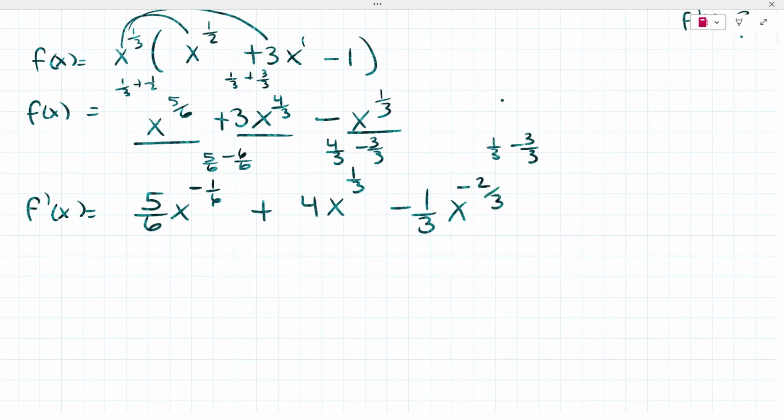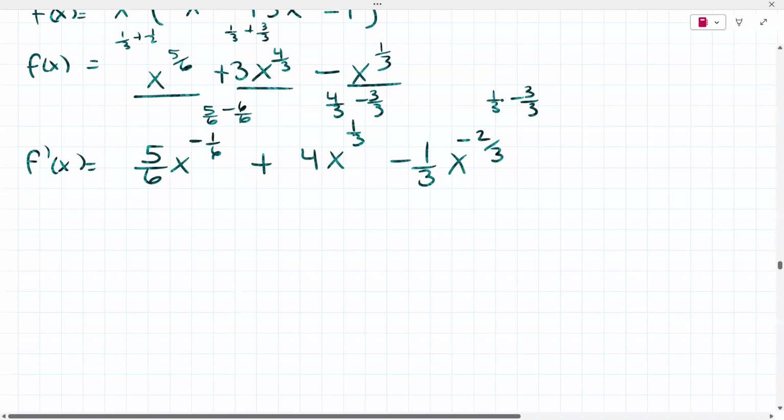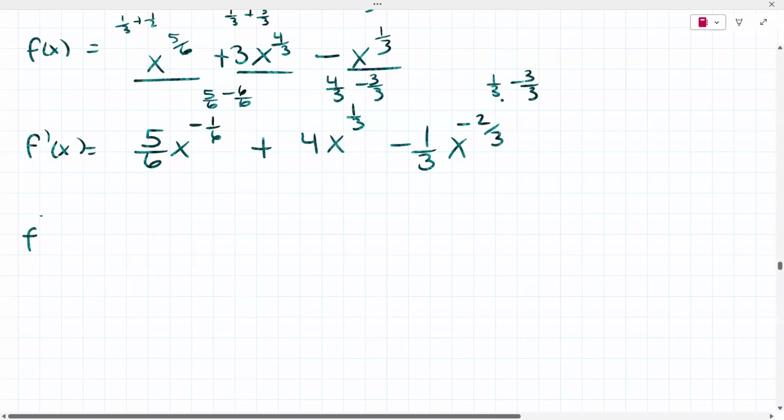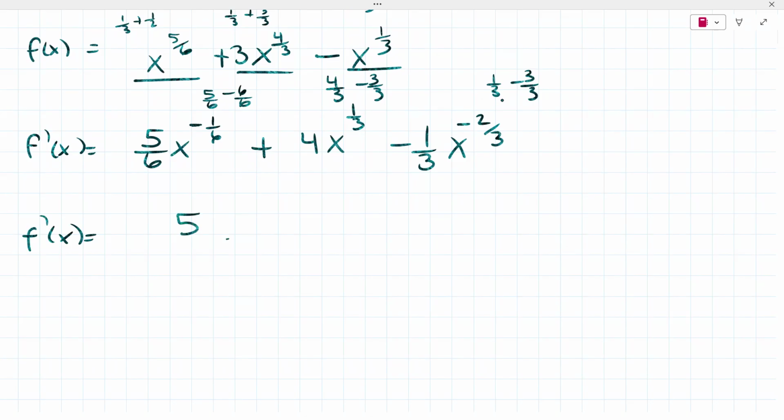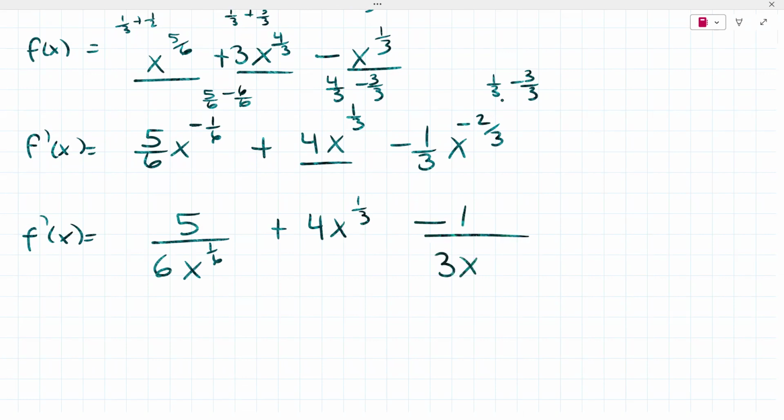Now, if you want to rewrite this as a positive power, that's perfectly fine. So 5/6 x to the -1/6 as a positive power would be the same thing as 5/6, and then x to the +1/6, right? And then this is positive, so you don't worry about that much. And then how do I write this as a positive power? So this is going to be -1/3 x to the +2/3.